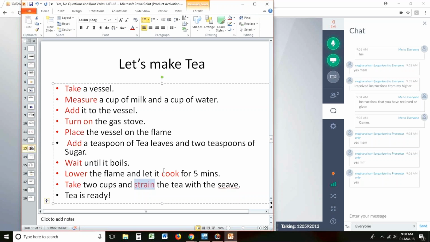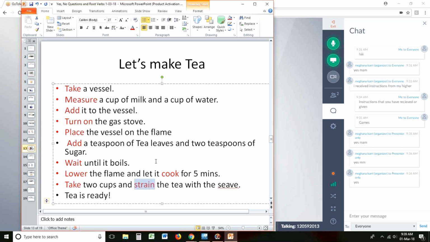Take a vessel, measure a cup of milk, measure a cup of water, add it to the vessel, turn on the gas stove, place the vessel on the flame. Add a teaspoon of tea leaves and 2 teaspoons of sugar. Wait until it boils. Lower the flame. Let it cook. Take 2 cups and strain the tea leaves with the sieve, and the tea is ready.